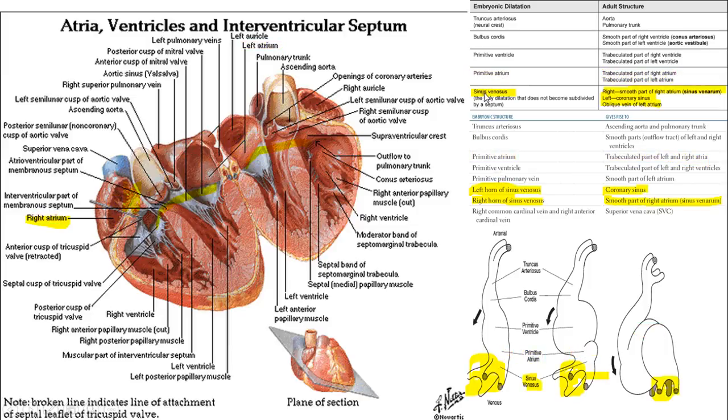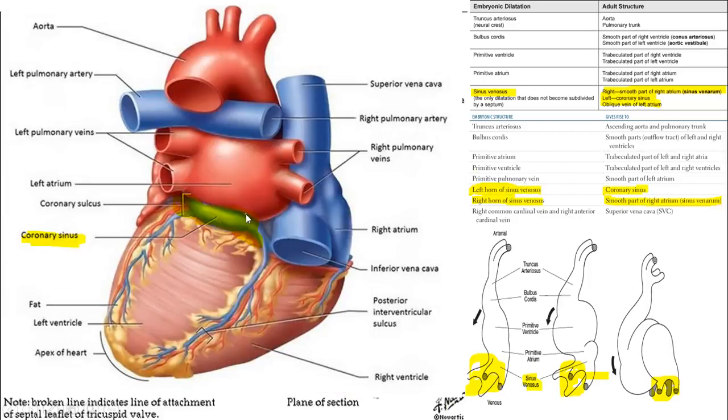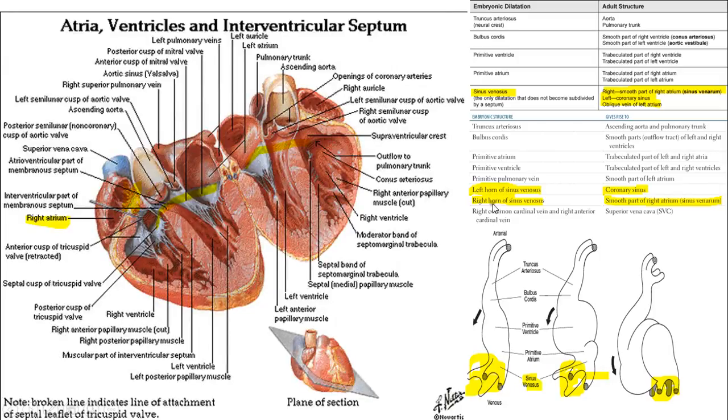Now the sinus venosus, the left horn of the sinus venosus, becomes the coronary sinus, which I drew a better picture of right there. And the right horn of the sinus venosus becomes a smooth part of the right atrium. So here's the right atrium right there. So it turns into the smooth part of the right atrium. And that's this part down here. This is the sinus venosus.